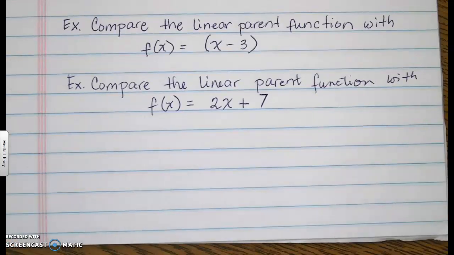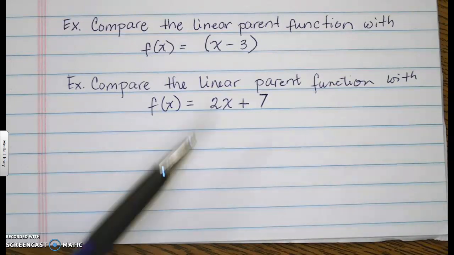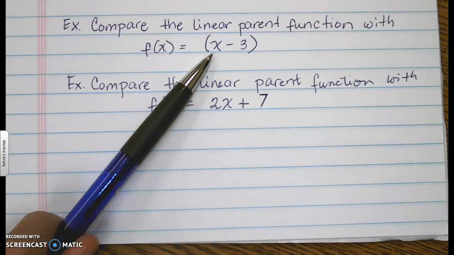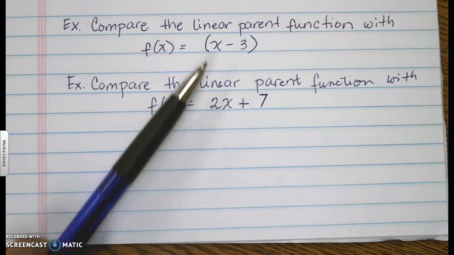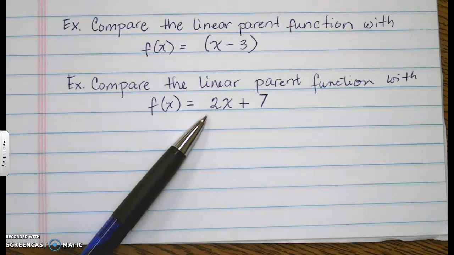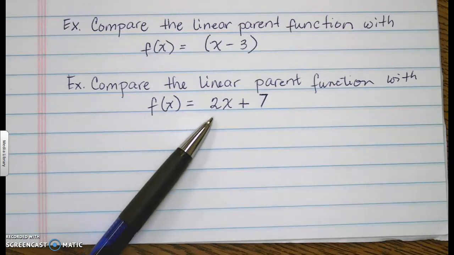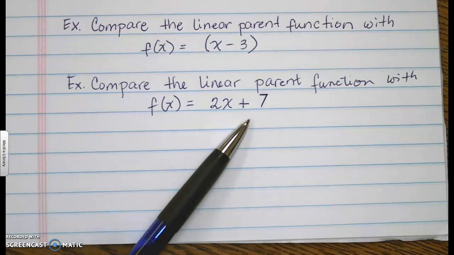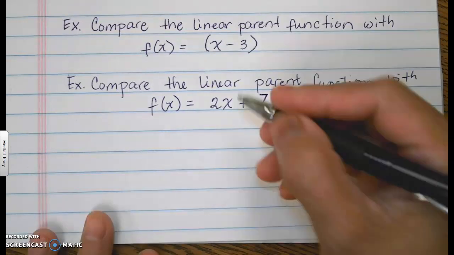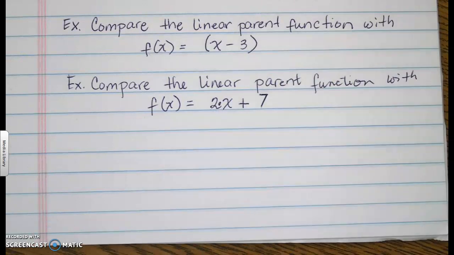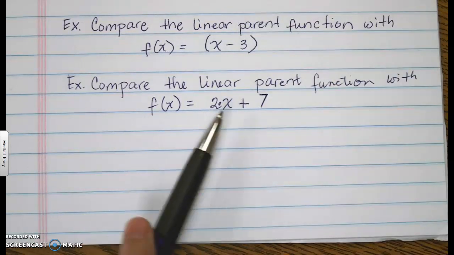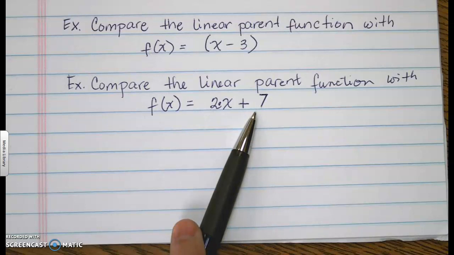My next example says compare the linear parent function with f of x equals 2x plus 7. So just to point out, here you had the parentheses, so we were expecting the slide to happen sideways, like horizontally. Here, there are no parentheses anymore, and so everything here is happening vertically. This means whenever you multiply, that is a vertical stretch of factor 2, and this is going to be a vertical translation or slide of 7 units from the origin.